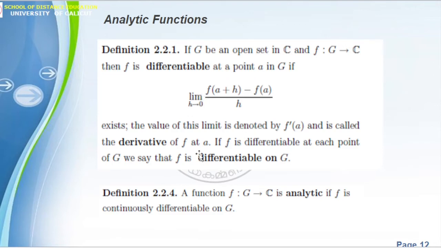If f is differentiable at each point of this open set G, then we say that f is differentiable on G. If the limit exists, then f is differentiable at the point a. If it is differentiable at all the points in that open set, then it is differentiable on that entire open set. A function f is analytic if f is continuously differentiable on G.